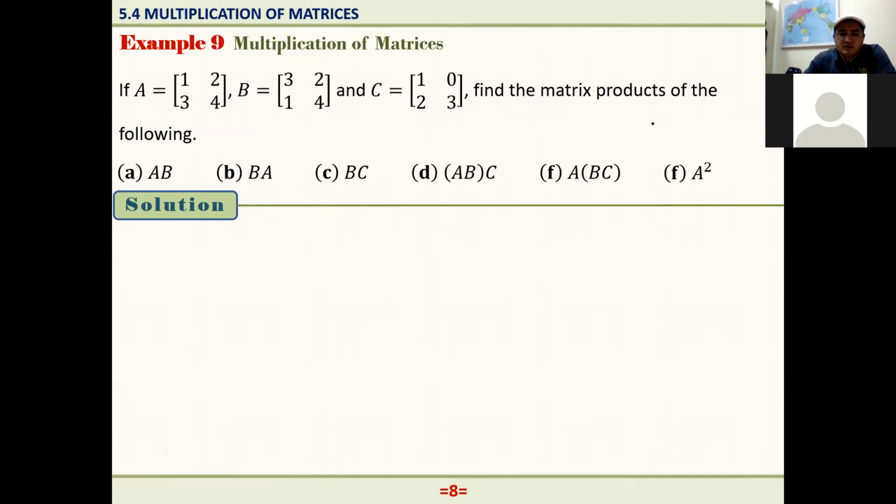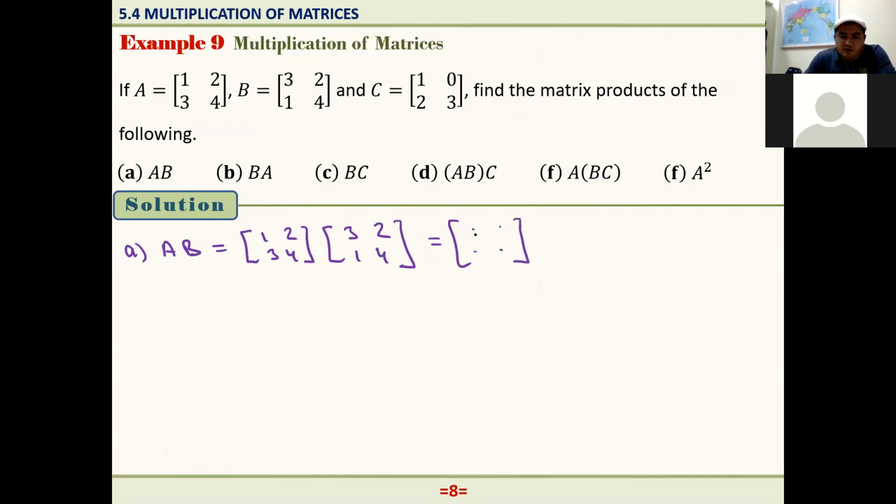Here we are given these matrices. Find the matrix products of the following, where possible. Actually all are 2 by 2, so all these products are possible. Let's start with A times B. A is 1, 2, 3, 4, and B is 3, 2, 1, 4. So this one is 2 by 2, and that one is 2 by 2. The result will also be a 2 by 2 matrix.